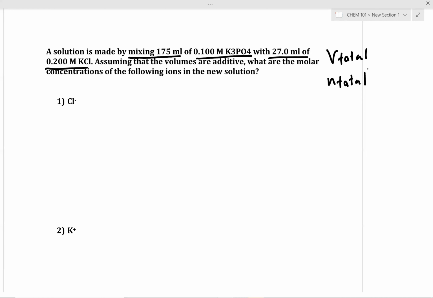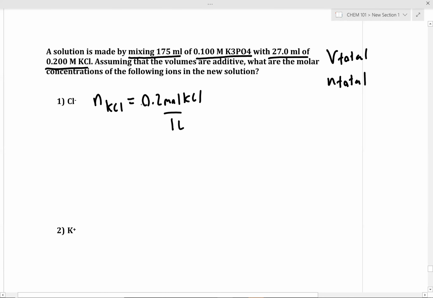So I saw a lot of reasonable responses for the chloride section. So I'm just going to show you the general protocol I like to use. First things first, I'm going to figure out the moles of potassium chloride by taking my molarity, which is 0.2 moles of potassium chloride in 1 liter, times my volume of 27.0 milliliters, times the conversion factor of 10 to the negative third liter per milliliter.